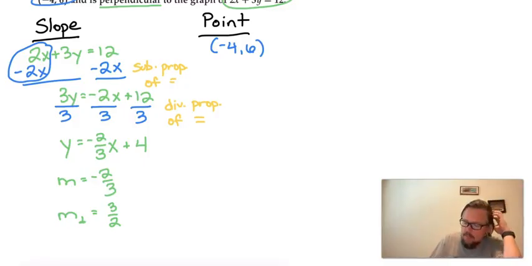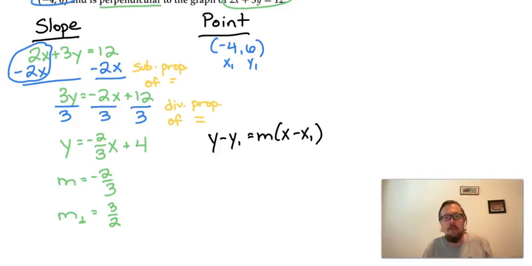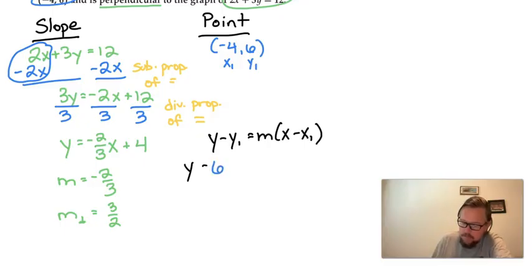And then our point, -4, 6, is going to be my x1 and y1, because since I have a point and not the y-intercept, I'm not going to be able to use slope-intercept form. I'm going to have to use point-slope. The problem tells me to write the equation in slope-intercept form, but I have to start with point-slope and then work my way to it. So it's y minus y1 equals m, which is 3/2, times x minus, and then x1 is -4.